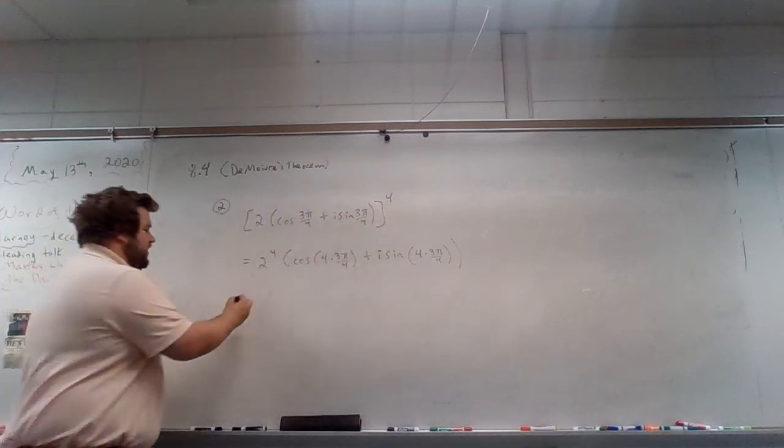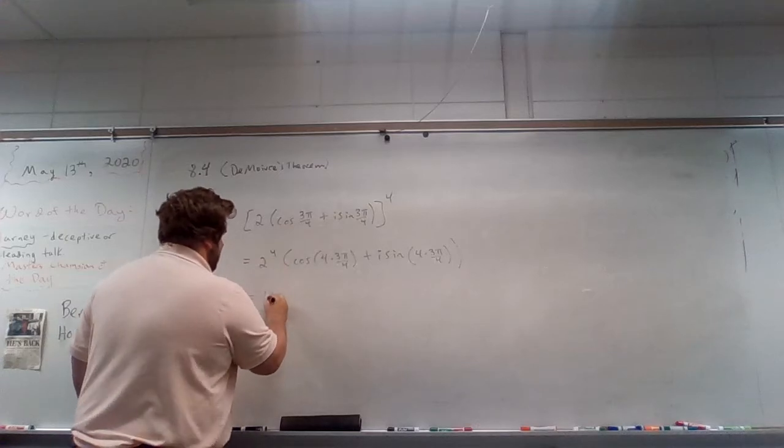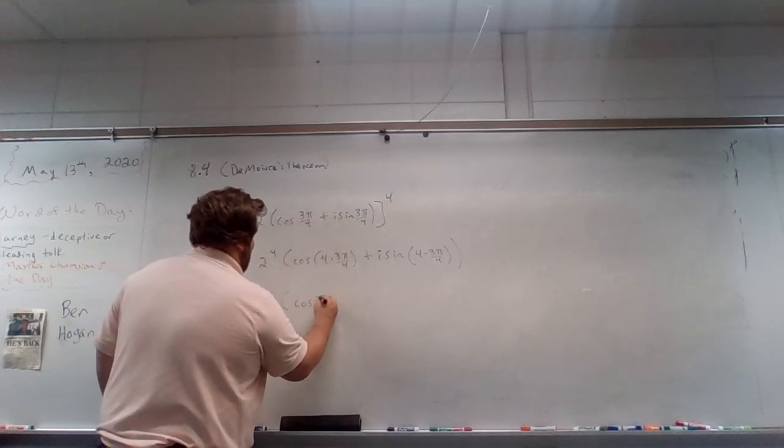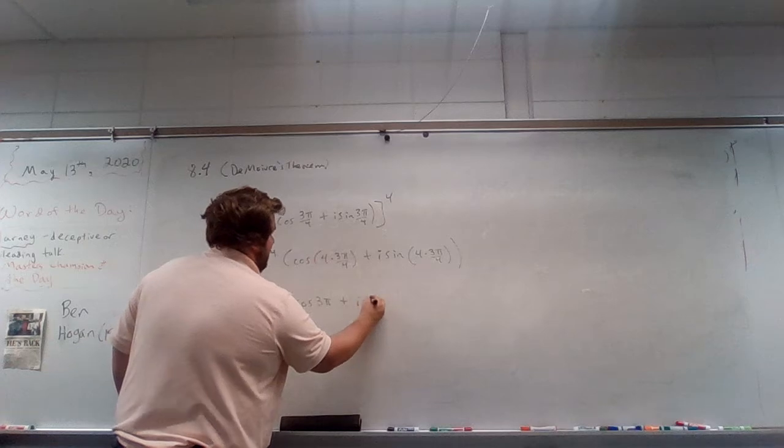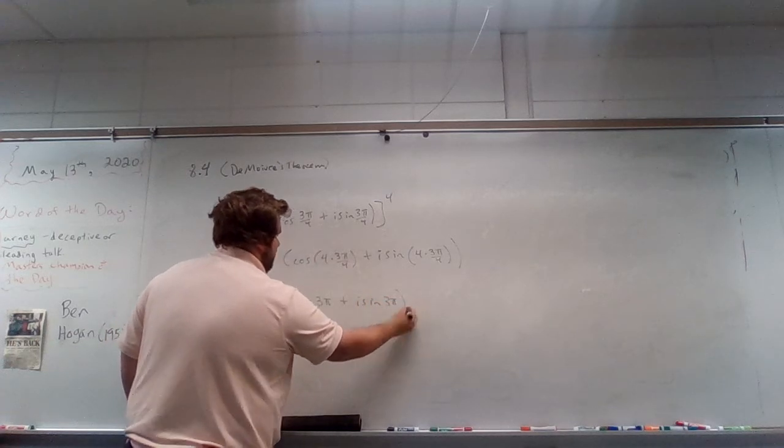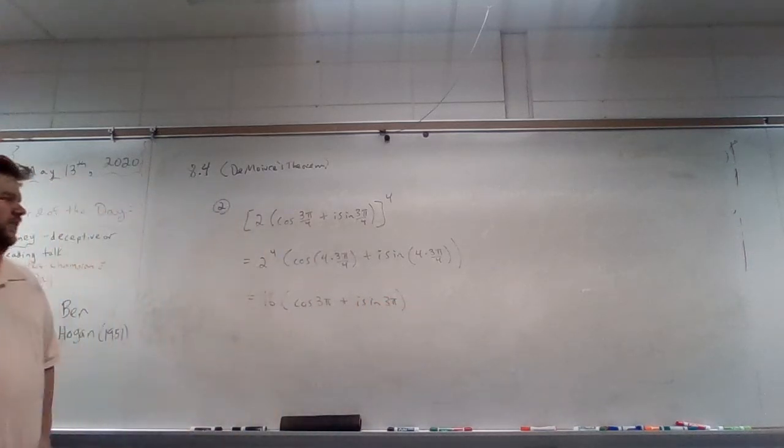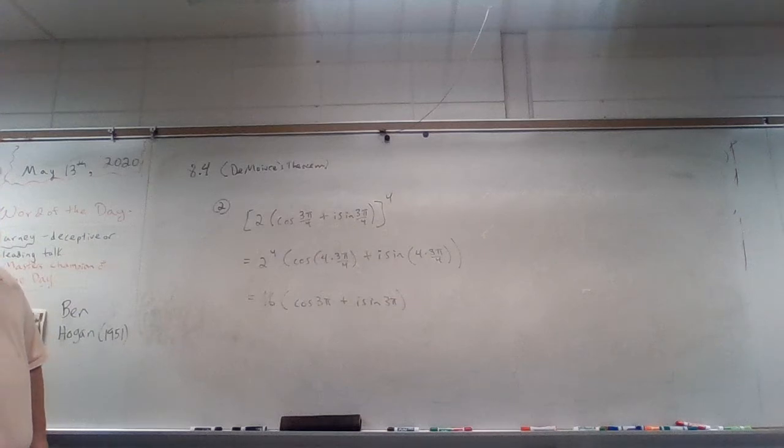And this is going to be 2 to the fourth, which is 16. This is cosine of 3 pi plus i times the sine of 3 pi. Okay, so you might say, well, what's cosine of 3 pi? What's sine of 3 pi?